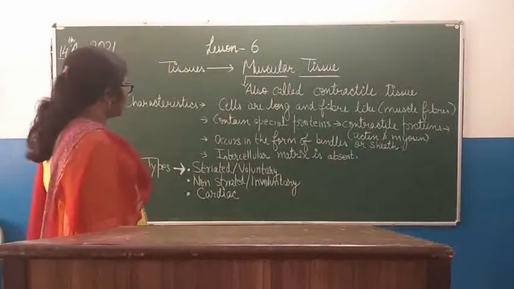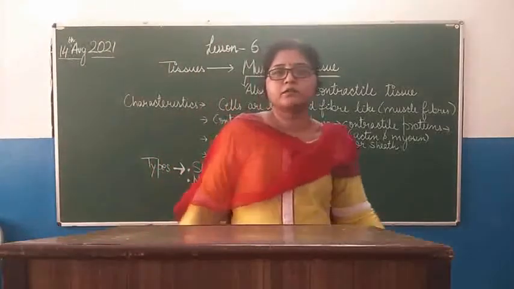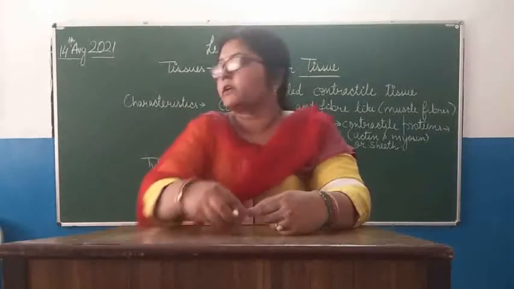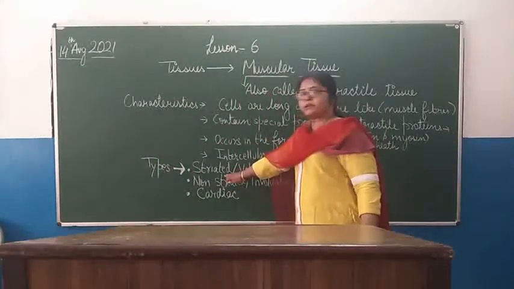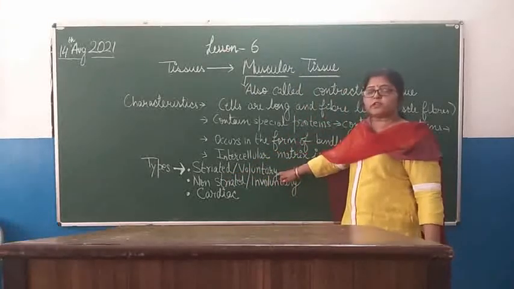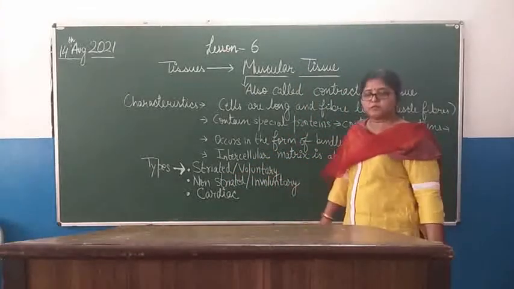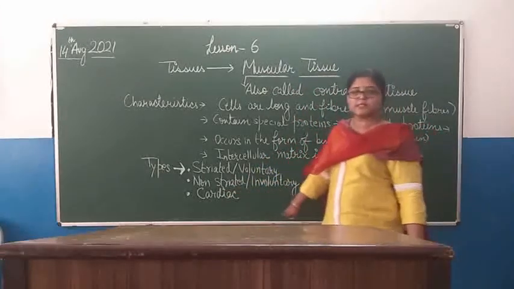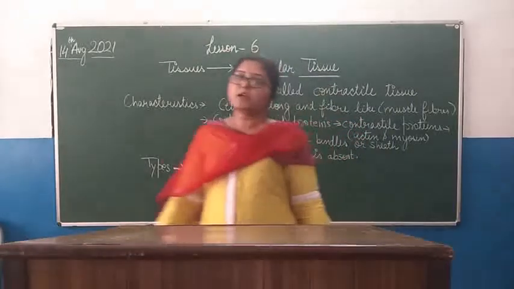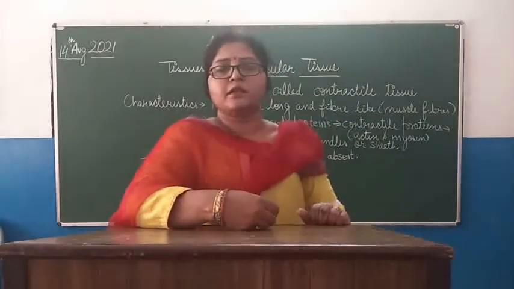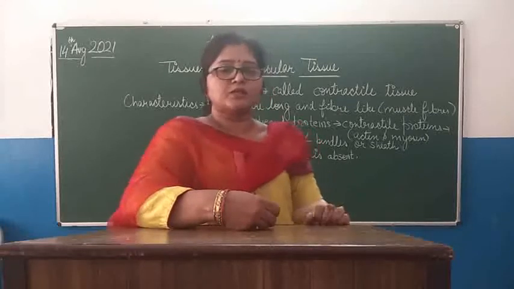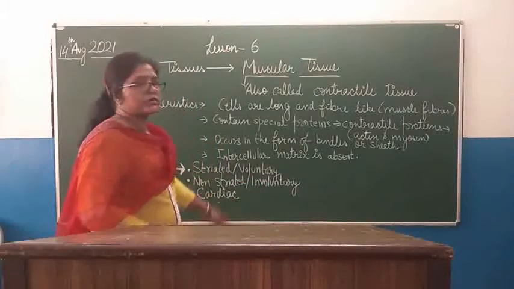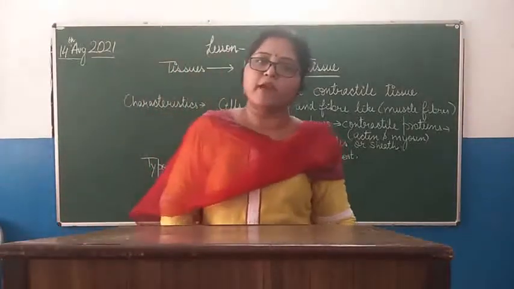And on the basis of their functions, the different types of muscular tissues are striated, or we say voluntary, also called skeletal muscles, then non-striated or involuntary muscles, and then we have cardiac muscles. These are the three types of muscular tissues. Okay, so now we will discuss all these three types one by one.